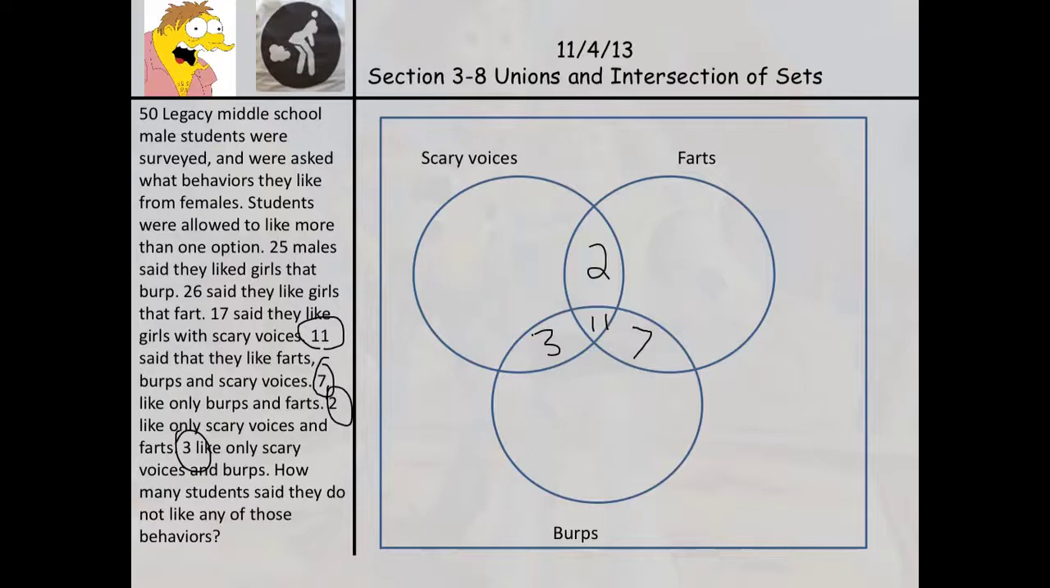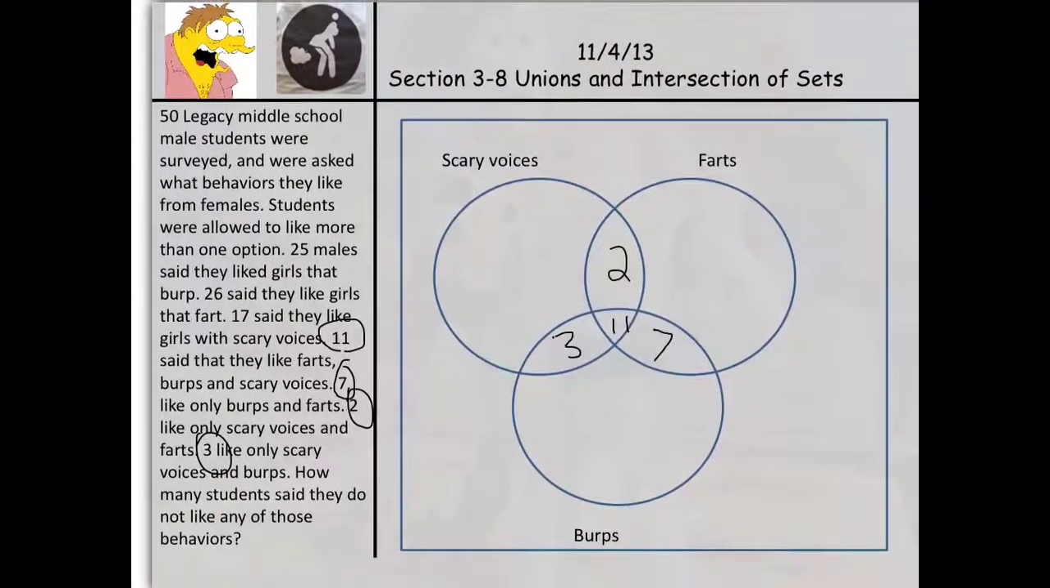We know that this circle is going to total 25. So what that means is I take my 3 and my 7, add them up to get 10, plus 11, I have 21. Now 21 is not a total of 25, and it does say that 25 males said they like girls that burp. So this has a total of 25. So 3 plus 7 is 10, plus 11 is 21. We need to add 4 here that only like girls that burp. They specifically said they just like girls that burp.